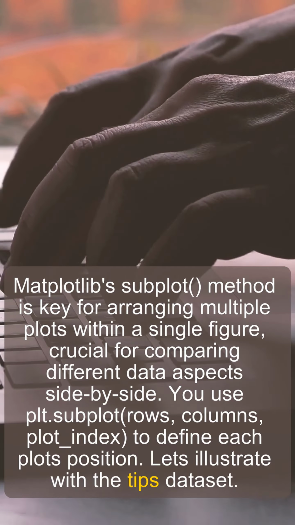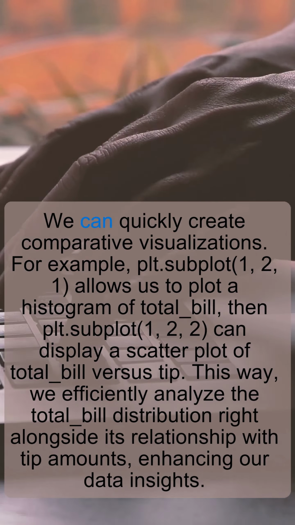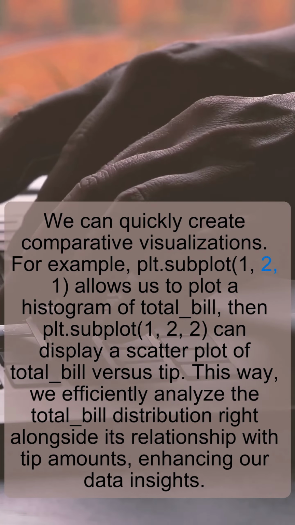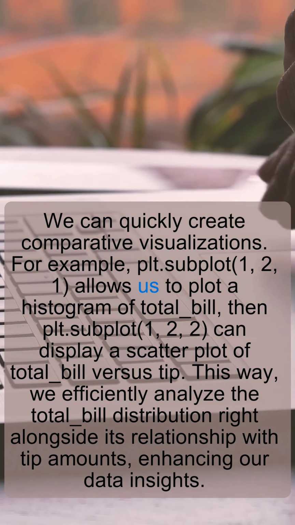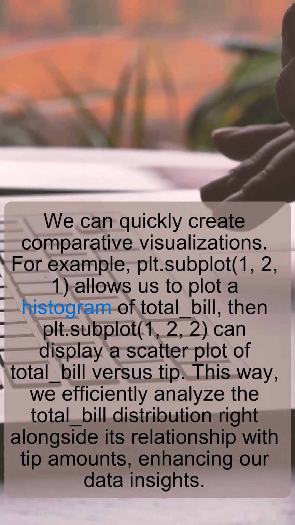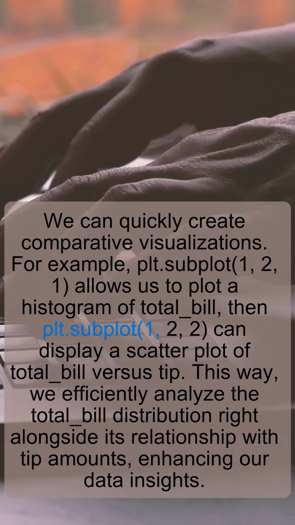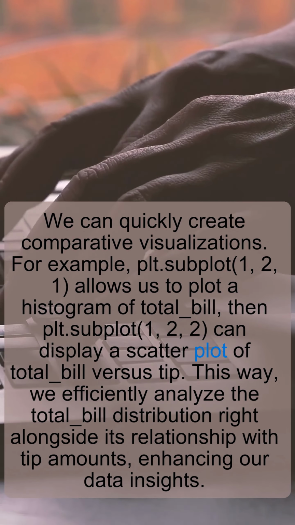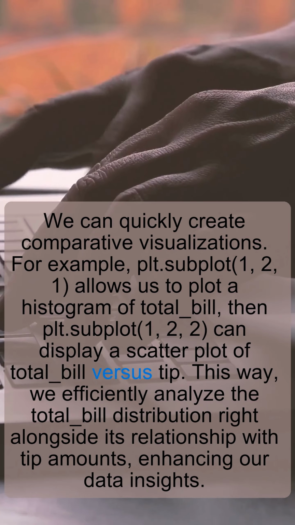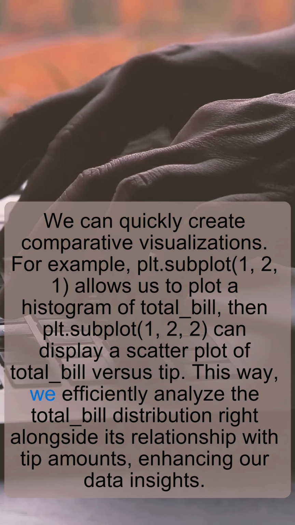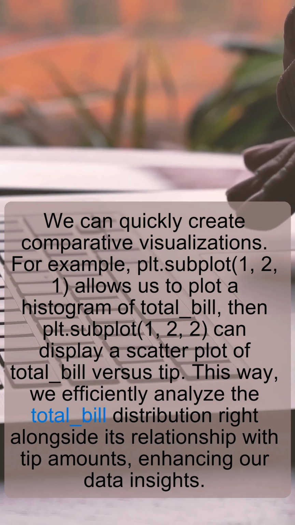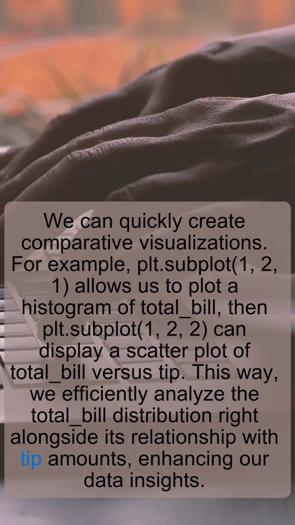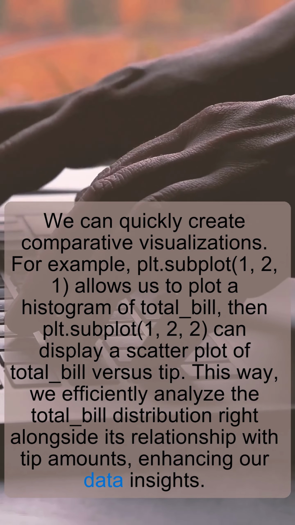Let's illustrate with the tips dataset. We can quickly create comparative visualizations. For example, plt.subplot(1, 2, 1) allows us to plot a histogram of total_bill. Then plt.subplot(1, 2, 2) can display a scatter plot of total_bill versus tip. This way, we efficiently analyze the total_bill distribution right alongside its relationship with tip amounts, enhancing our data insights.